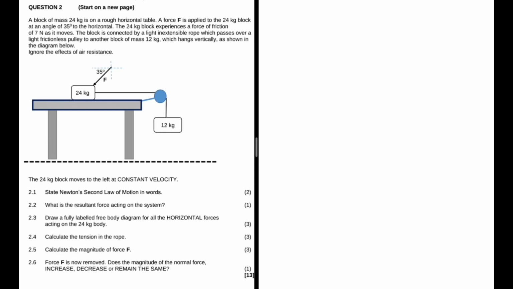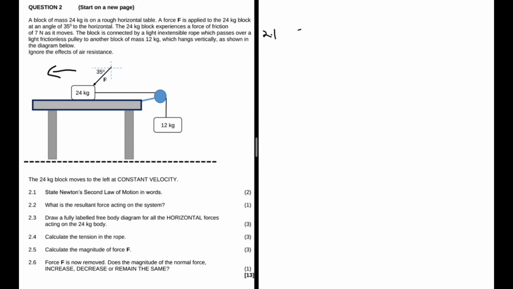It goes on to say that the block is connected by a light inextensible rope which passes over a light frictionless pulley to another block of mass 12 kg, clearly indicated on the sketch, which hangs vertically as shown in the diagram below. We are told to ignore the effects of friction, as we always do. Then it says that the 24 kg block moves to the left at a constant velocity. So the 24 kg block is moving to the left. Let's just indicate that.